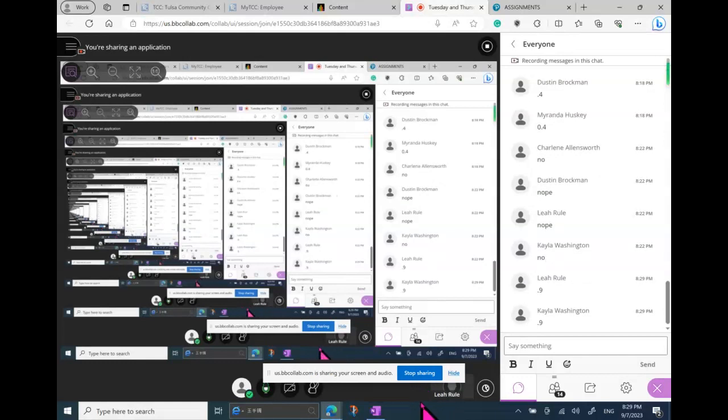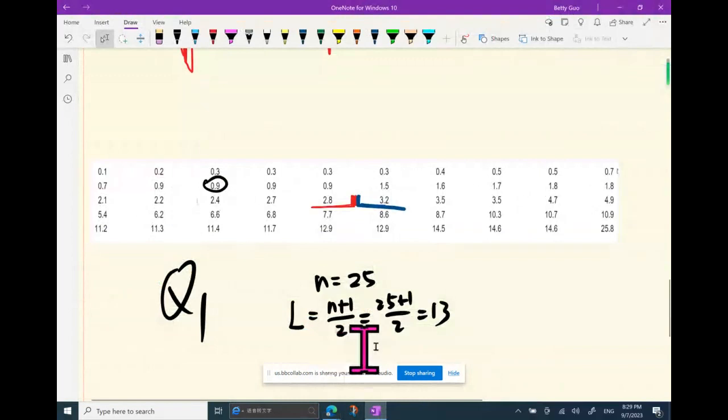Or another way, could you divide 25 by 2? For example, for this, the 12th and the 13th number are the same, because 25 divided by 2 is 12.5. So would you do the number in between those two numbers? Or what would you do? Does that work too?